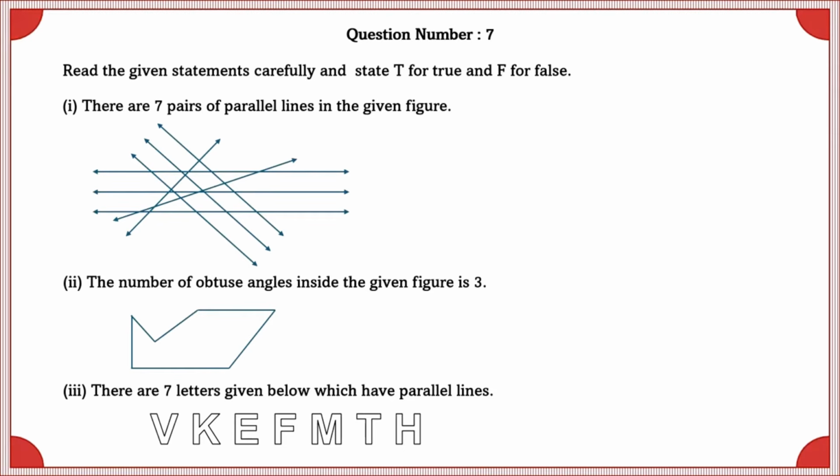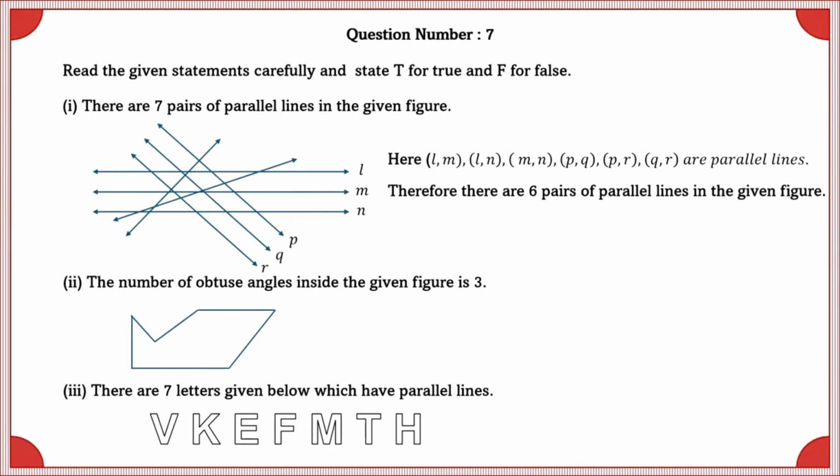Question number 7. Read the statements carefully and select T for true and F for false. First one. There are 7 pairs of parallel lines in the given figure. First, let us name all the lines. Here, LM, LN, MN, PQ, PR and QR are parallel lines. Therefore, there are 6 pairs of parallel lines in the given figure and not 7. Therefore, this statement is false.